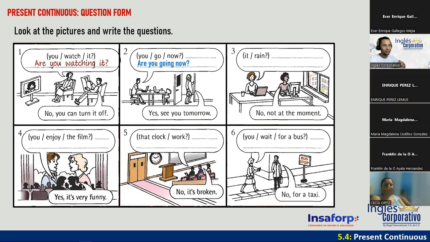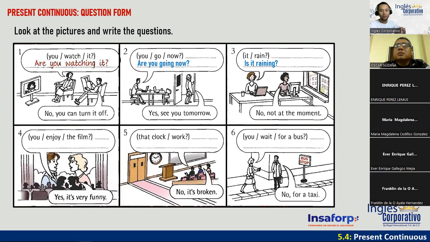Number three. It is raining. Si usted dice it is raining, ese es el orden de una oración afirmativa. Tenemos que hacerlo como pregunta. Es decir, el sujeto y el verbo be tienen que cambiar de lugar. Entonces, is it raining? That is correct. Is it raining? And she says, no, not at the moment.